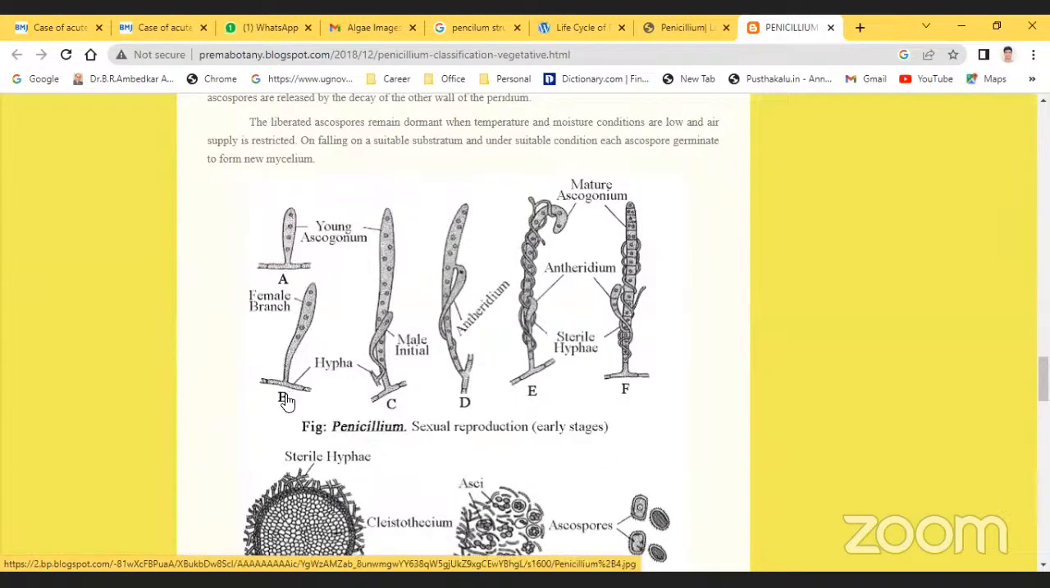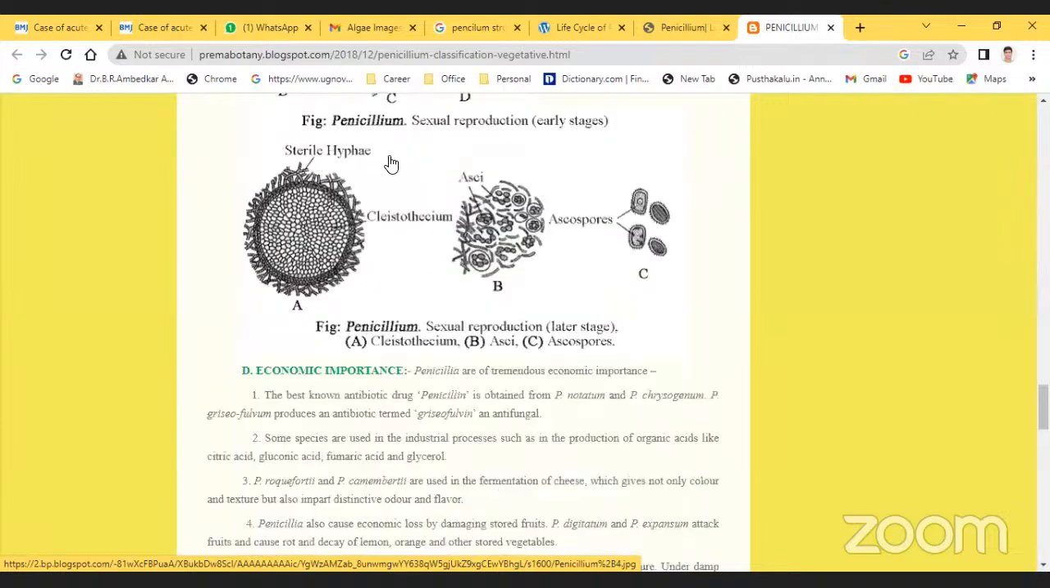A is the young ascogonium, and B is the female branch, the hypha. C is the male initial, D is the antheridium, E is the sterile hypha, and this is the mature ascogonium. So here, these are the sterile hyphae. This part is called the cleistothecium. These are the asci. These are the ascospores. The arrangement is 32 or 64, like a wheel, like the nuts that fix a wheel. See the ascospores, asci, and cleistothecium.